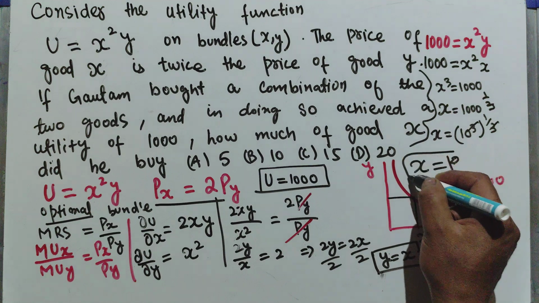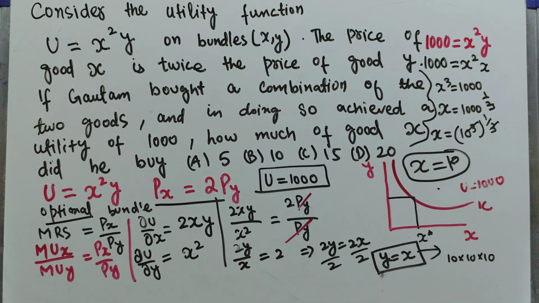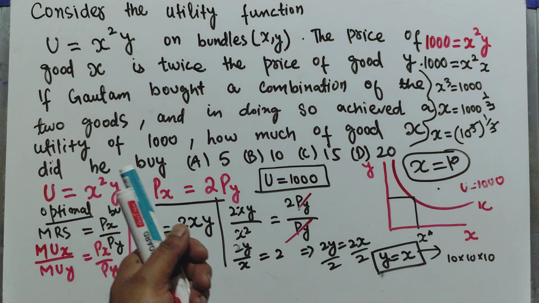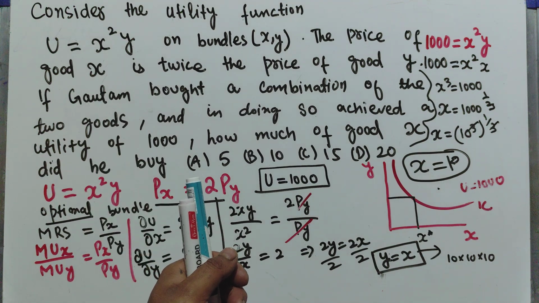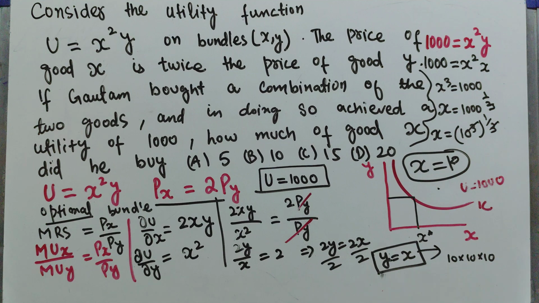So the consumer will buy 10 units of good x, given he achieved a utility of 1000 units, and also given that the price of good x was twice that of the price of good y. I hope I made myself clear in this video. Thank you.